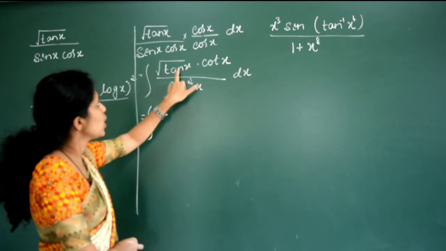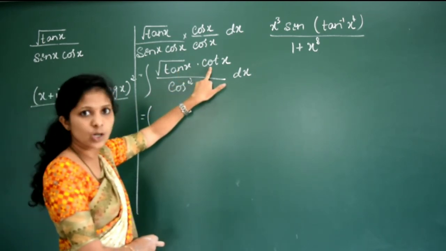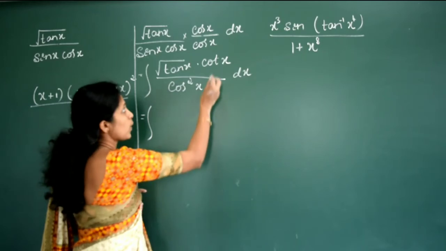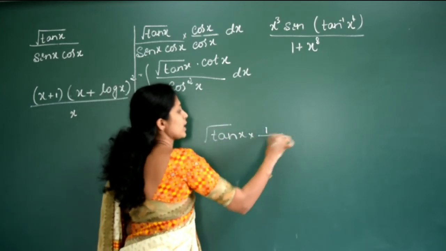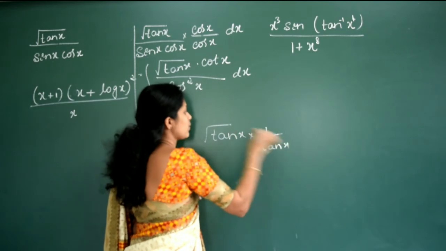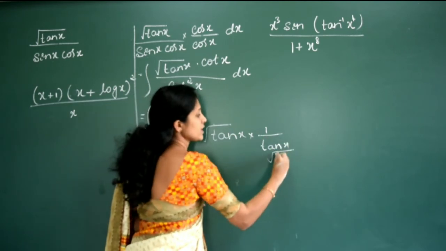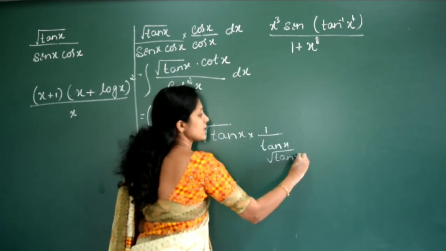Integration of, see here, root of tan x and this is cot x. Cot x can be written as 1 by tan x, right? Root of tan x into cot x is 1 by tan x. So that tan and tan will get cancelled, remaining with root of tan x, right?